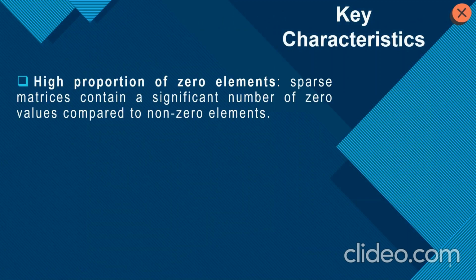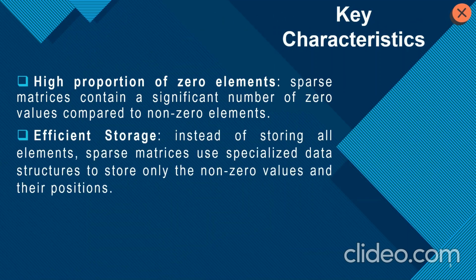So what are the key characteristics of a sparse matrix? First, as we discussed, it has a high proportion of zero elements. Sparse matrices contain a significant number of zero values as compared to non-zero elements. Efficient storage: instead of storing all elements, sparse matrices use specialized data structures to store only the non-zero values and their positions. Since we'll be storing only the non-zero values, we must know their position in the matrix. All of this will be discussed ahead in the implementation part.